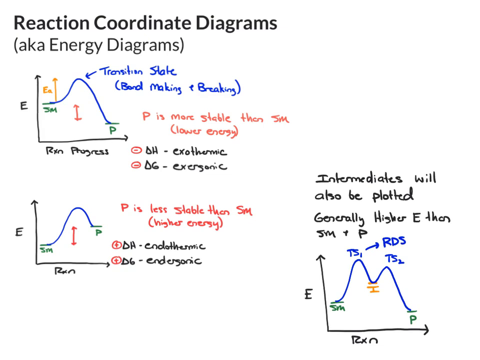One way to just check your work for a reaction, the number of transition states is always going to be equal to the number of intermediates plus 1. So here we have 1 intermediate, 1 plus 1, 2 transition states. Here we have 0 intermediates, 0 plus 1, there's just 1 transition state.